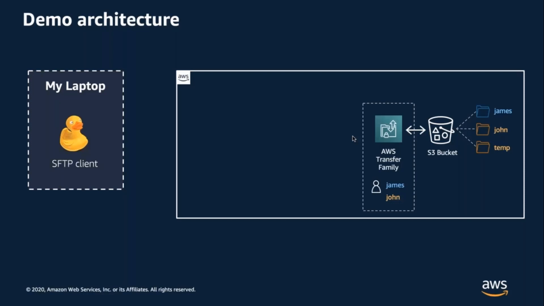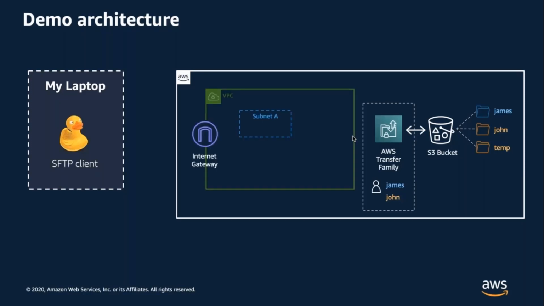Now, John, on the other hand, I want him to have a little bit different experience. When John logs in, I want him to see the John folder and I want him to see the temp folder, but I don't want him to see the James folder. So I'm going to show you how you can accomplish these 2 different ways of seeing data in S3 using AWS Transfer Family.